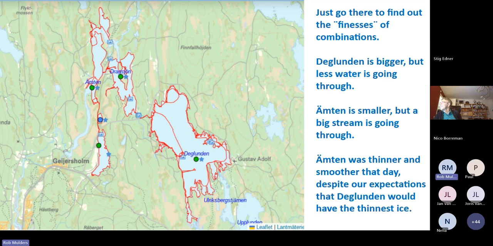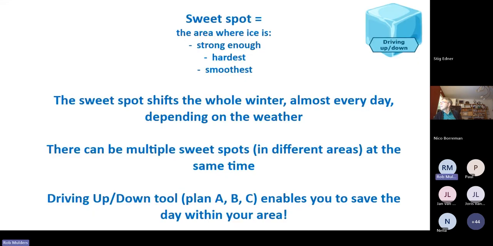Okay, having said this, I come back to the beginning of the presentation, the sweet spot. And the sweet spot, that is the area where ice is strong enough, hardest and smoothest. And this sweet spot shifts the whole winter. Almost every day it changes, and it is all depending on the weather.